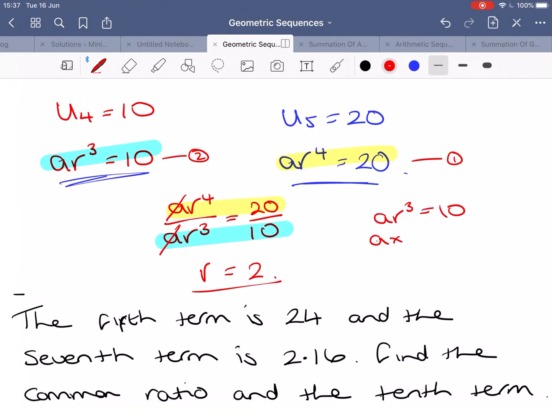So a times 2 cubed is 10. A times 8 is 10. So guess what? A is 10 divided by 8, which is 1.125. No, it's not. It's 1.25 even. Okay.